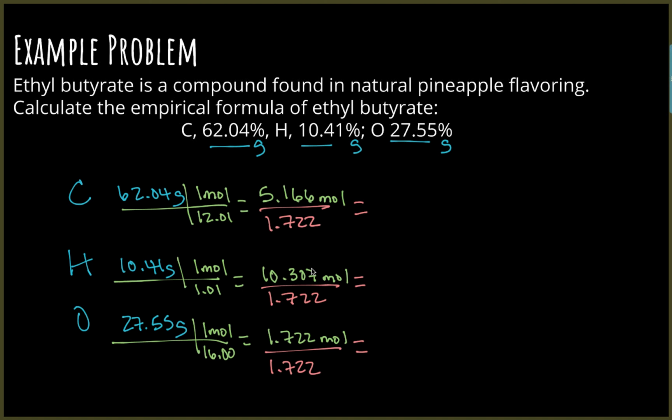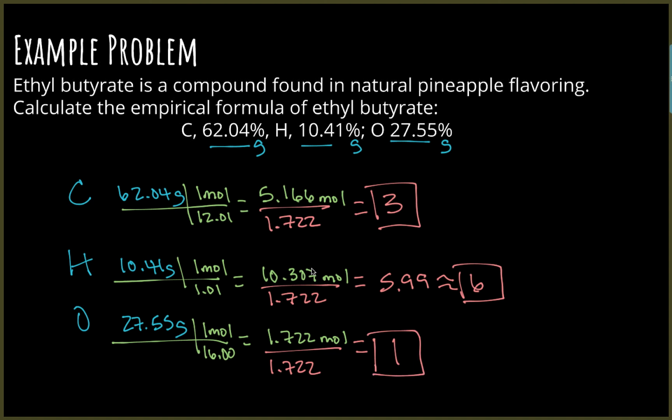Okay, so when I divide that first one, it's going to come out to be 3. For hydrogen, it comes out to 5.99. So that one's okay to round to 6. And this last one is going to be 1. So this one I don't have to do that extra step because they all round. So then my final formula is C3H6O.